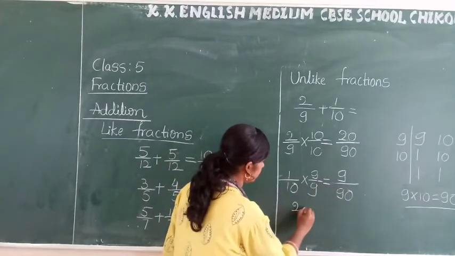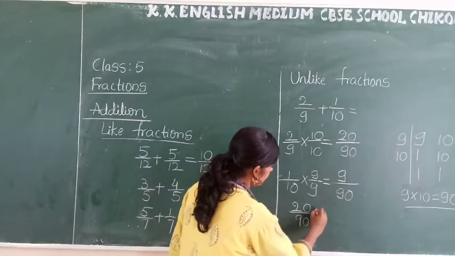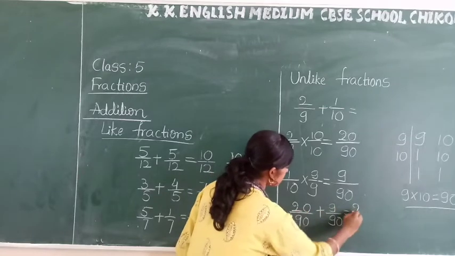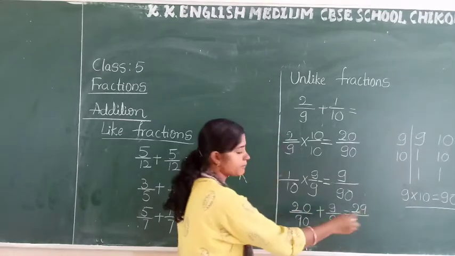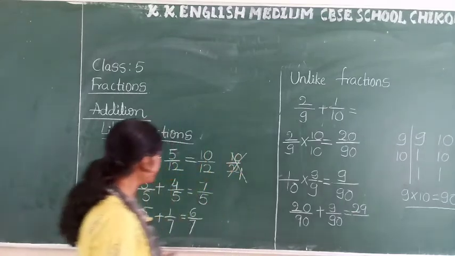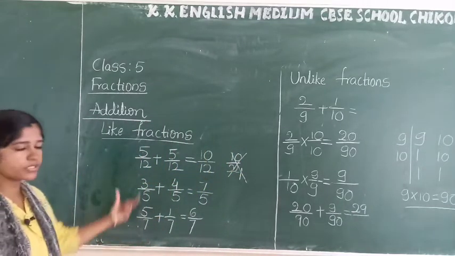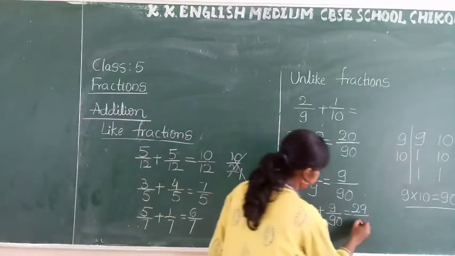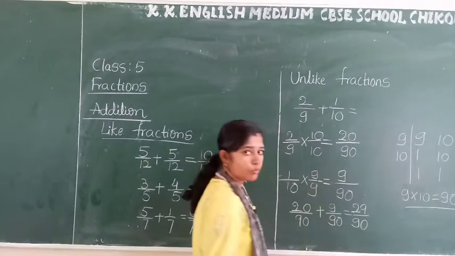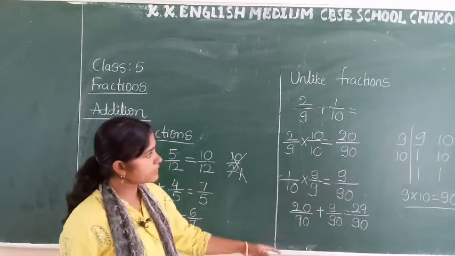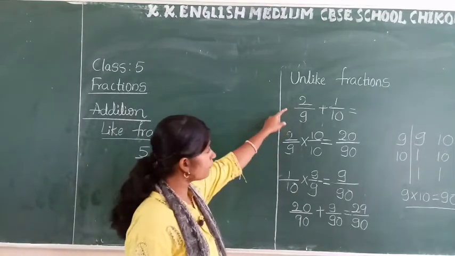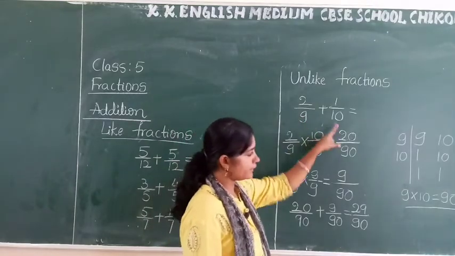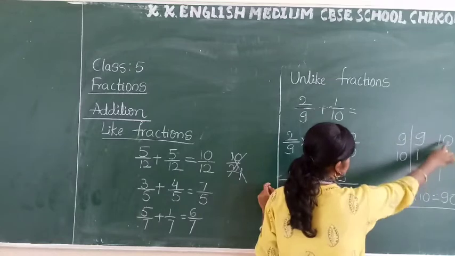Then next step, you take 20 by 90 plus 9 by 90. 20 plus 9 is 29, and don't write 90 plus 90 is 180. It's wrong. Already I told you, when you are adding like fractions, you add only the numerators and keep the denominator as it is. Then the denominator is 90. I hope you are getting my point. I will repeat once again. First you have to take the example. Next you have to find the LCM of 9 and 10. 9 ones are 9 and 9 tens are 90.